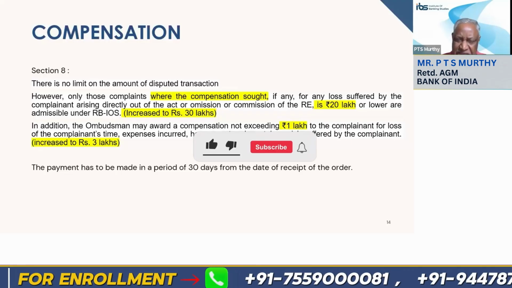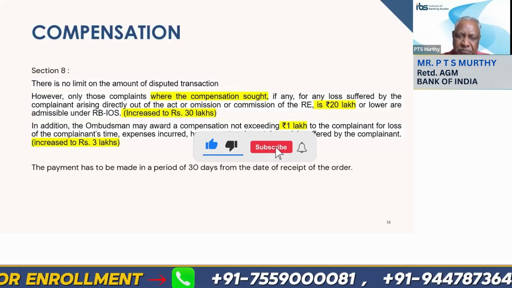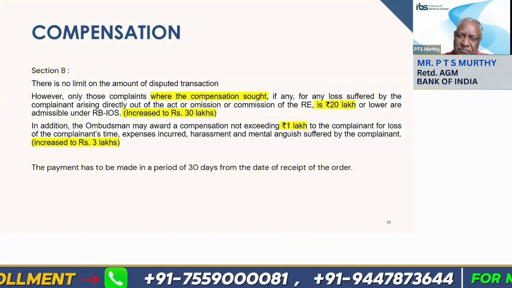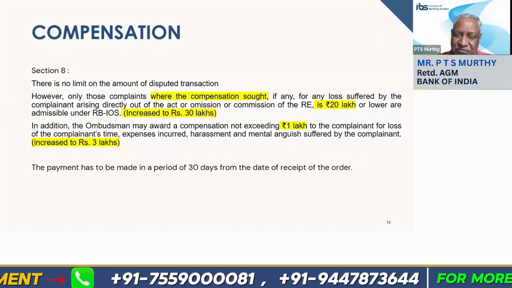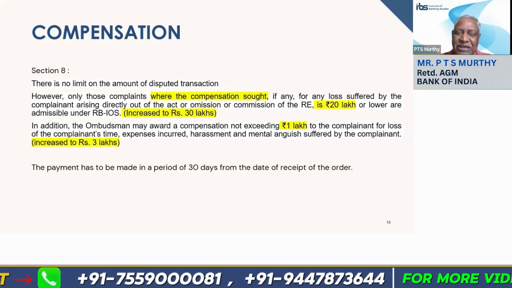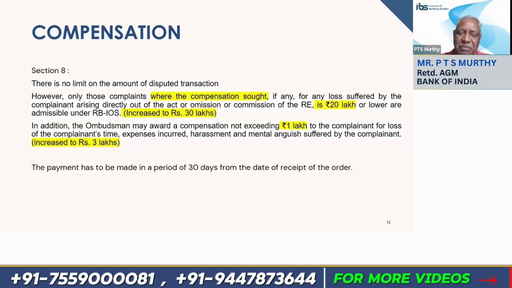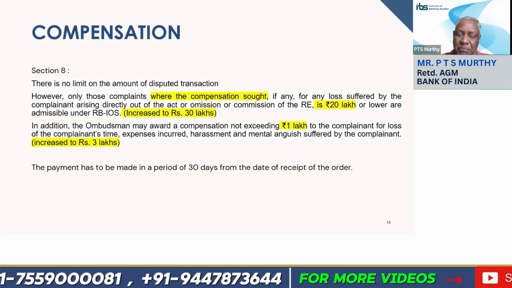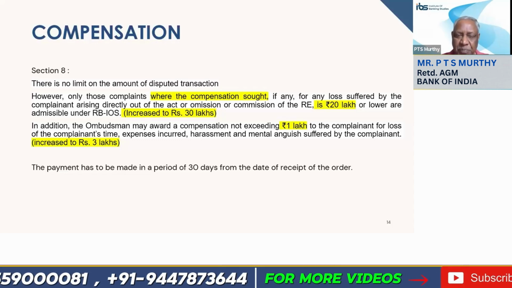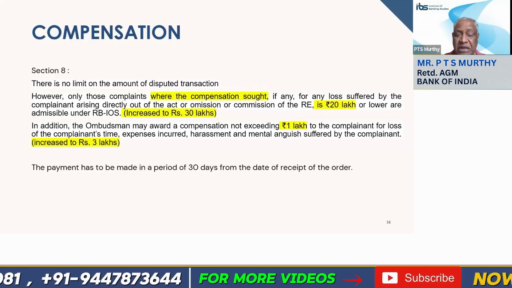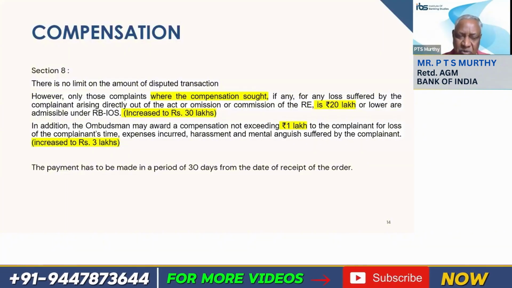So in this case, the total compensation, if the ombudsman agrees, goes up to how much? 53 lakhs: 20 lakhs for the amount in dispute, 30 lakhs for brand image, 3 lakhs for mental agony. They will order the bank to pay 53 lakhs compensation. Not exactly in all cases does that happen, but the ombudsman has a right to do this up to this amount.